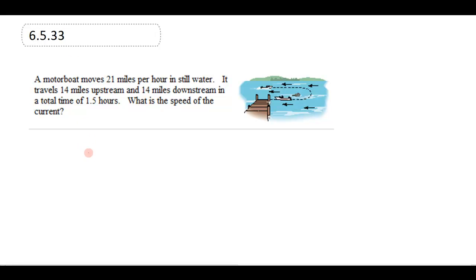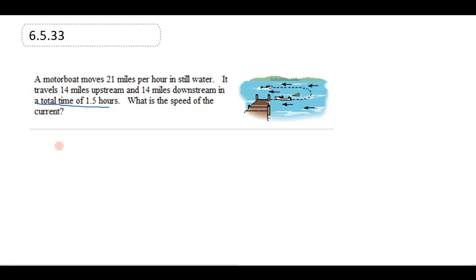Hi everybody. This is a problem from our homework that I wanted to go over with you. It says a motorboat moves 21 miles per hour in still water and it travels 14 miles upstream and then 14 miles downstream in a total time of 1.5 hours. The question is, what's the speed of the current?